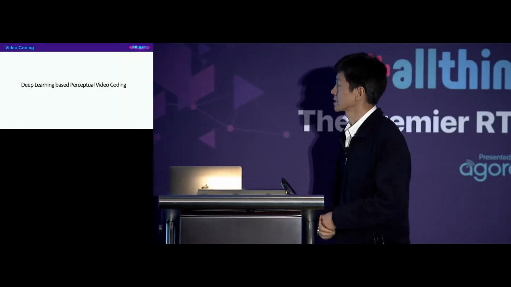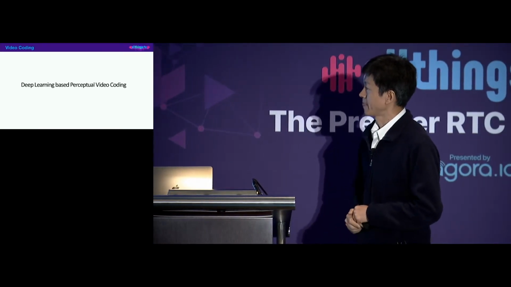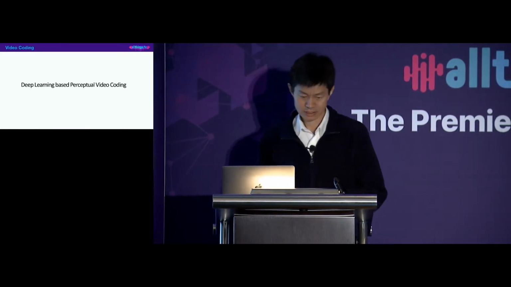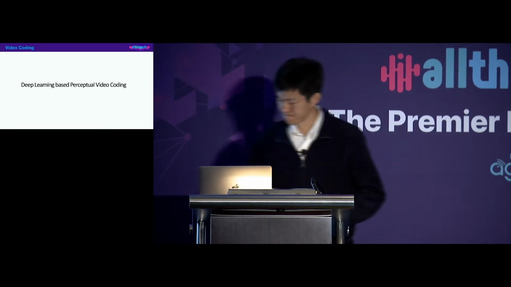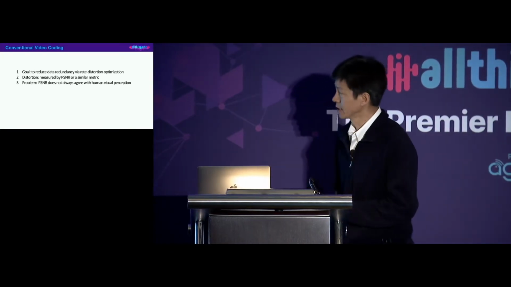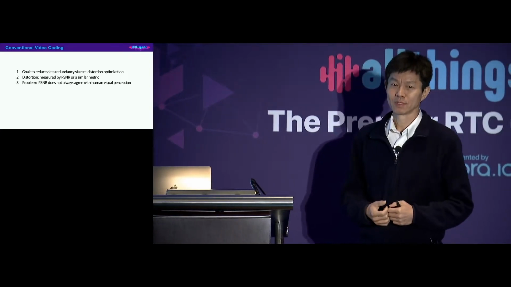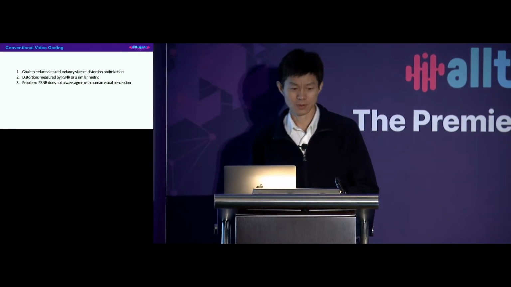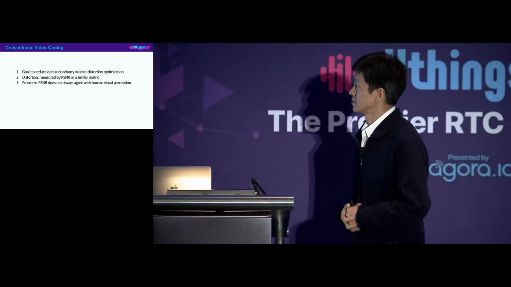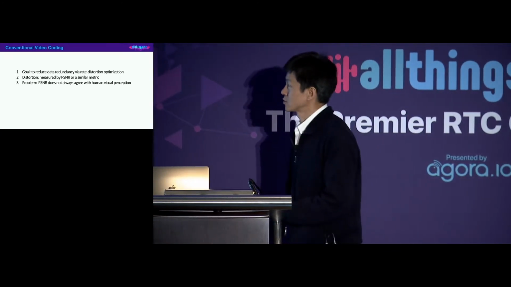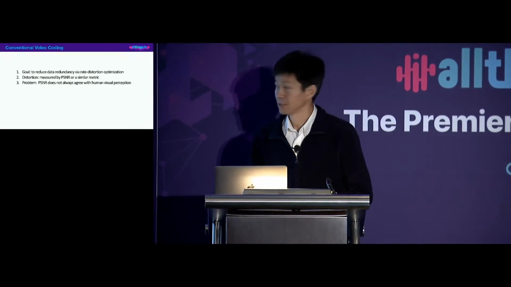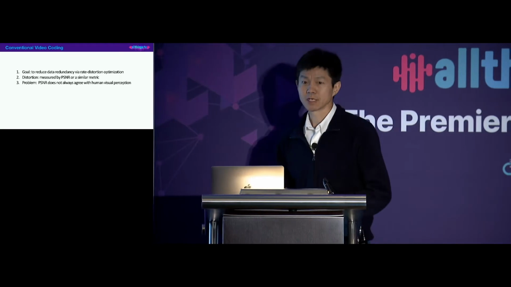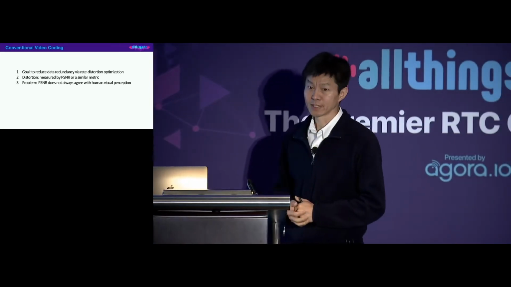Now let's move to the next topic. It's for video coding. And again, we're able to make use of deep learning to achieve significant coding gain. So video coding is a core for our RTC application, and it's actually the backbone for all the RTC applications, right? So there has been much work trying to achieve more coding gain, and the conventional method is trying to reduce the redundancy via the rate distortion optimization.